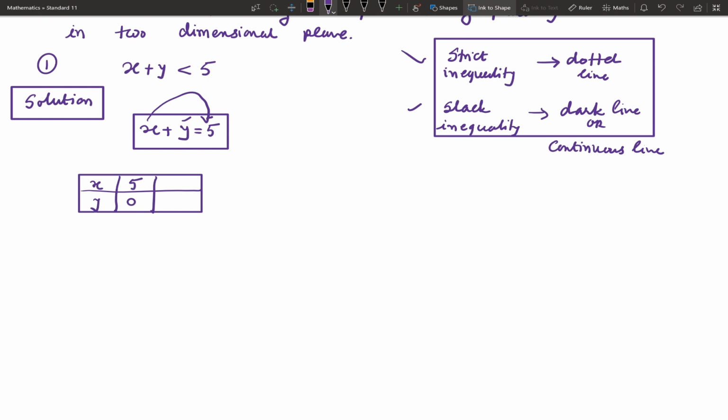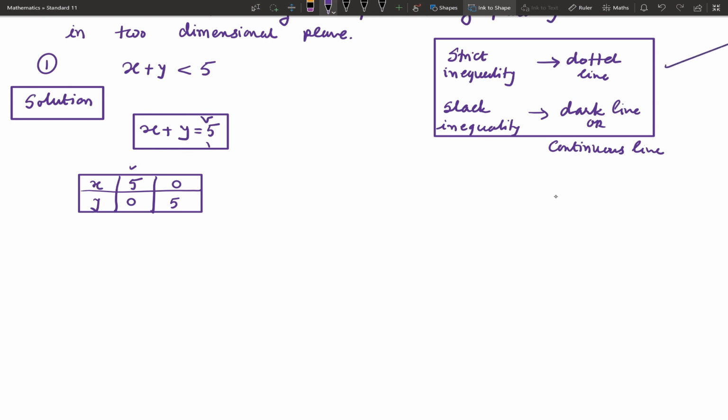This is point 5 comma 0, it is a point on the x-axis. Now we take a point on the y-axis. If a point lies on the y-axis, its x-coordinate is 0. Put x-coordinate 0 here, you will get y equal to 5. So the line will be passing through 5 comma 0 and 0 comma 5. Now another thing you remember, since the inequality is a strict inequality, as we have discussed, there will be a dotted line.